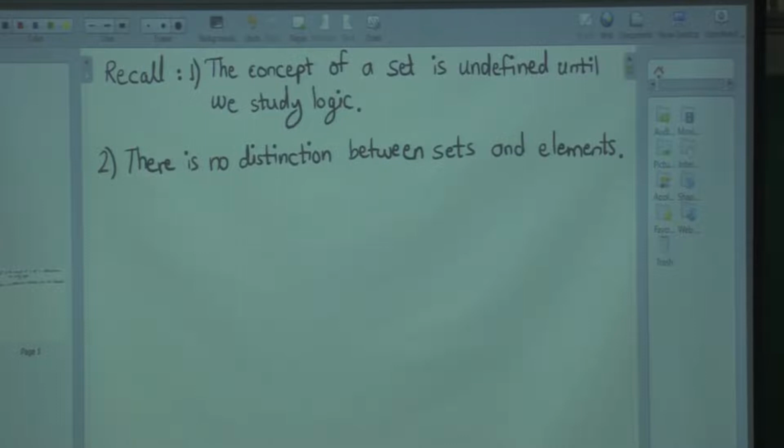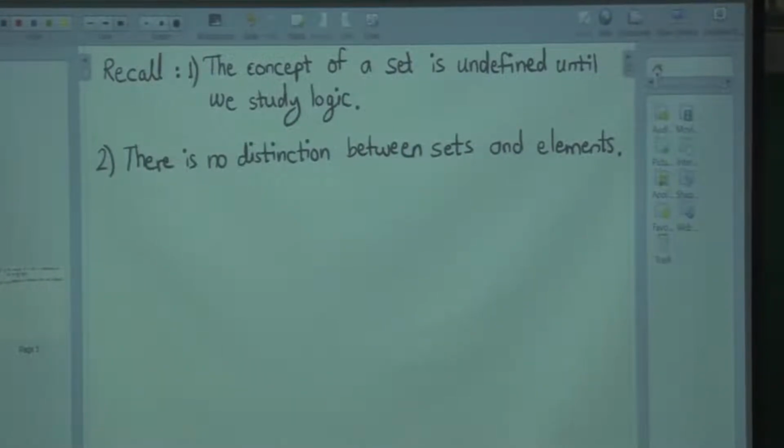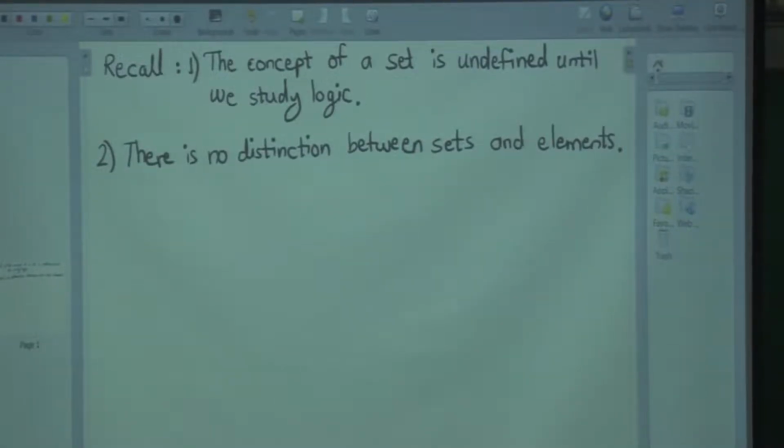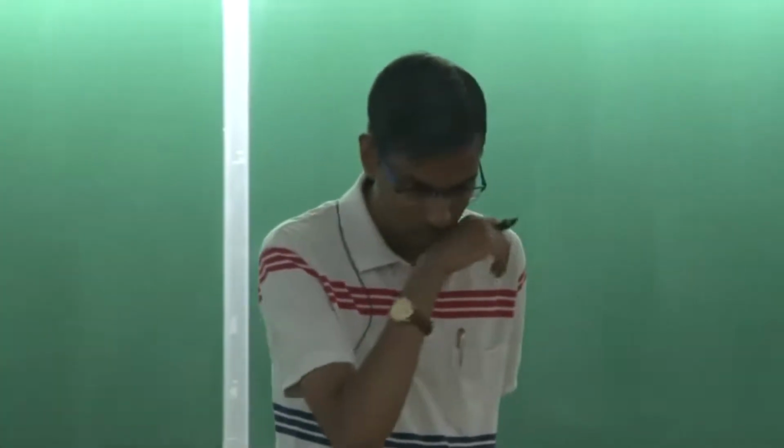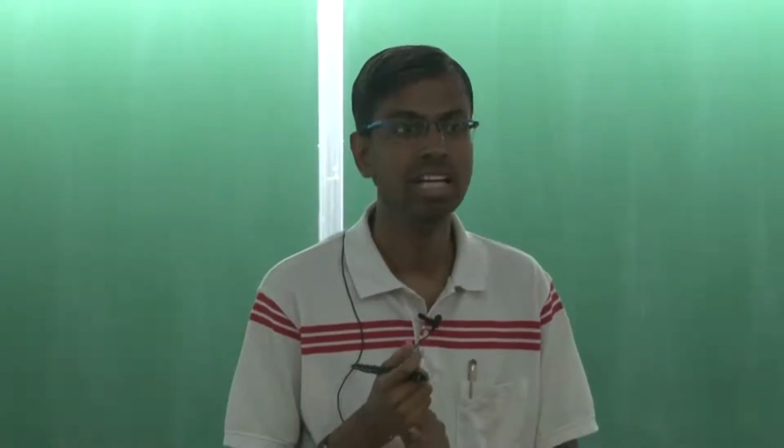And there is no distinction between sets and elements. We are used to that kind of thing: A is a set, and small x is an element, so there is no such distinction. Before we proceed with how to construct new kinds of sets from the existing ones, I want to confuse you even more. That's usually the thing that confuses everybody. It has confused mathematicians for several years.